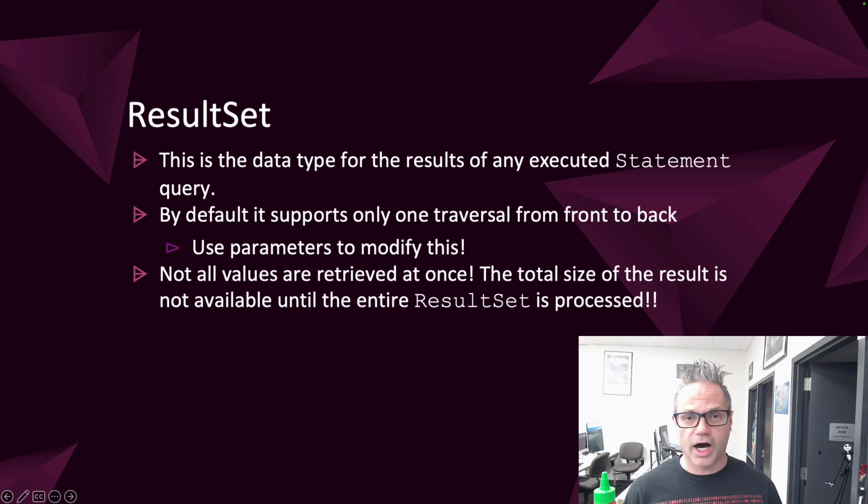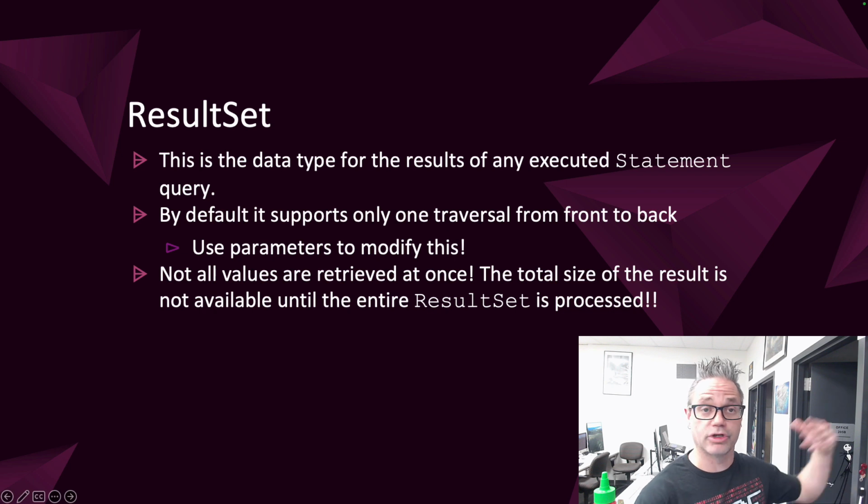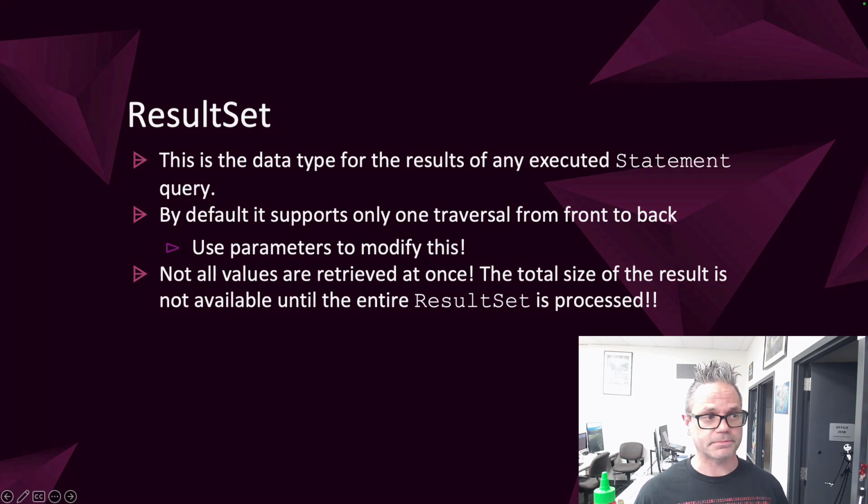Now, remember, when we're talking about a result set, not everything is retrieved at once. That result set is open and retrieving data until you finish processing it. So you want to make sure you're actually going through and processing the result set before you assume it's all done. And you can't find the total size of the result set until you finish processing it. So make sure you process before you try to get the final values for it.